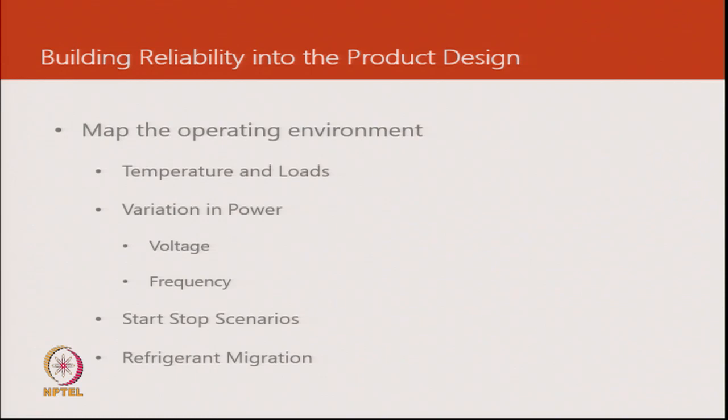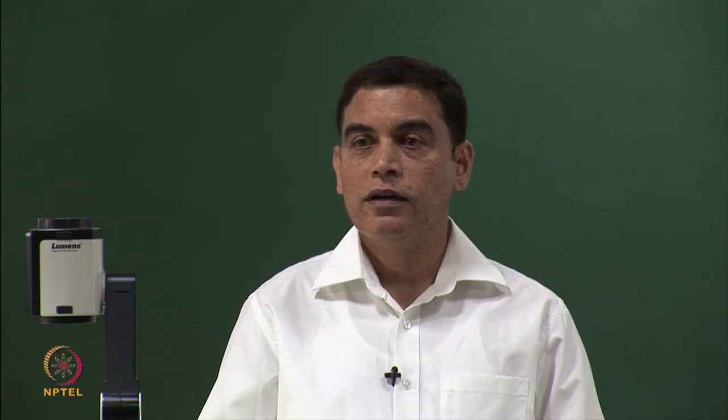Now earlier we were looking at mapping the operating environment, so I put down a few other things in addition to temperature and loads: refrigerant migration and start-stop situations. So we typically would not use the air conditioner in the months of November to say February, and in that period, if the outdoor unit in a split system is in a cold environment, the refrigerant tends to collect inside the compressor, and then the first time we start it, the oil together with the refrigerant goes out of the compressor, leaving the compressor without any oil, and that can lead to quick seizure and failure.